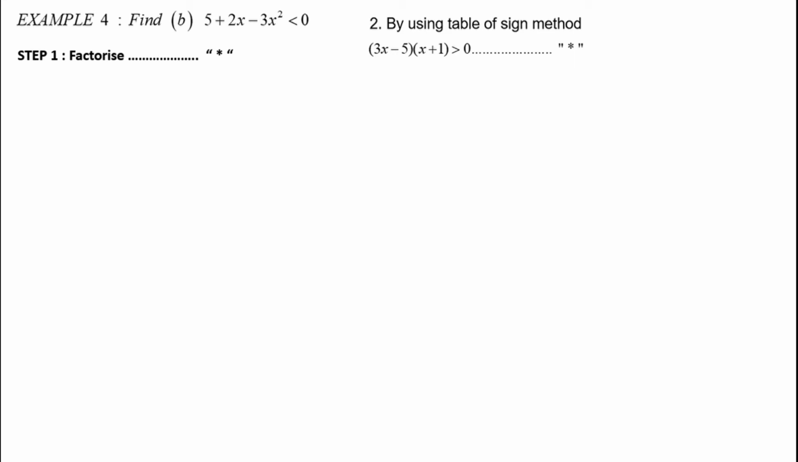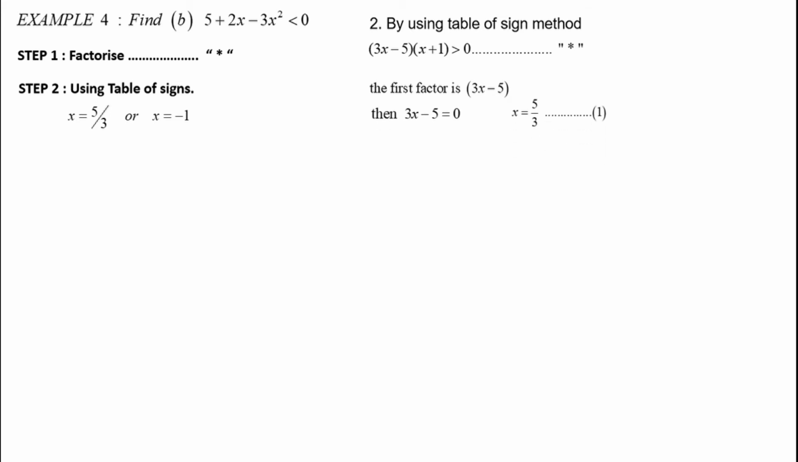Step 2. By using the table of signs, we need to determine the roots of the quadratic first, which are x is 5/3 and x is -1. From here, we know that the first factor is 3x - 5, and the second factor is x + 1.